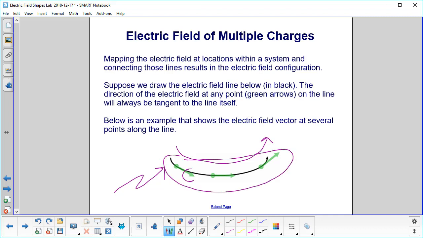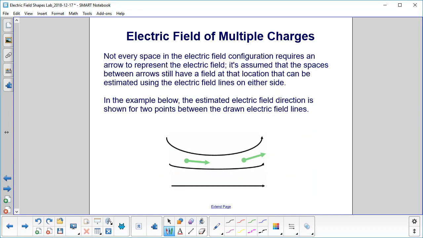You can see how the green arrows are tangent at every point, and that tells you the electric field at that point. Let's say we had something like this, an electric field like that. Your electric field at this point would be there, at that point there, at this point here. So it is always tangent to the electric field lines.